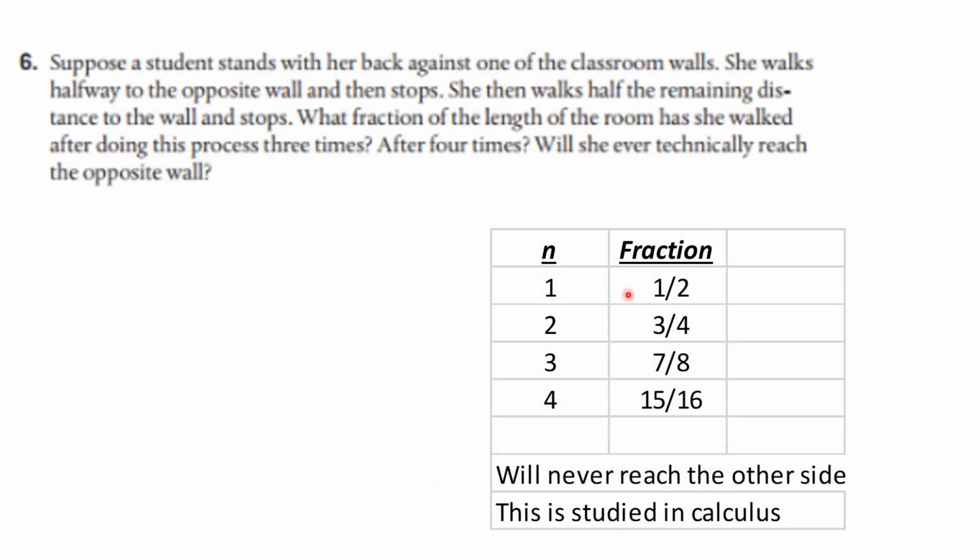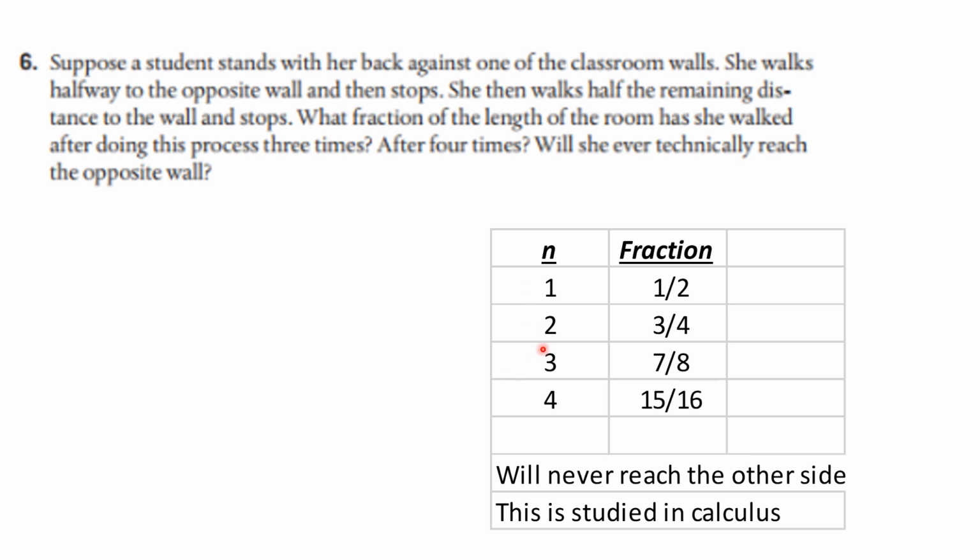Well, the first time the student walks 1/2 the distance to the other wall. And then she walks 1/2 of that. So she's walked 1/2, but then she walks again a second time, half of the remainder. So she's adding 1/4 to 1/2. She gets 3/4.